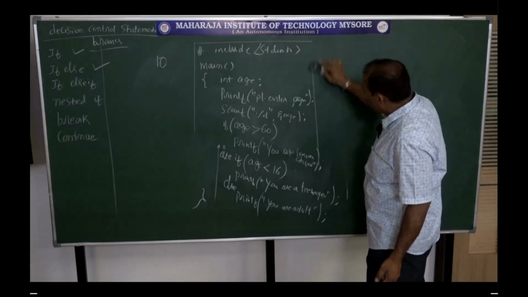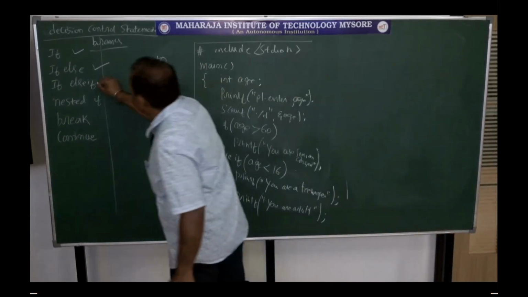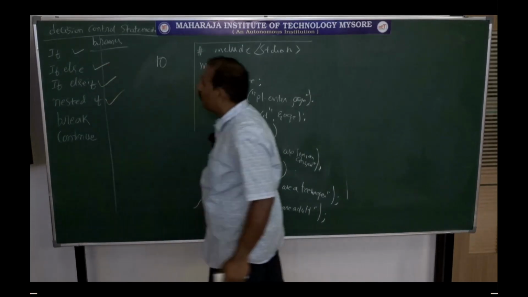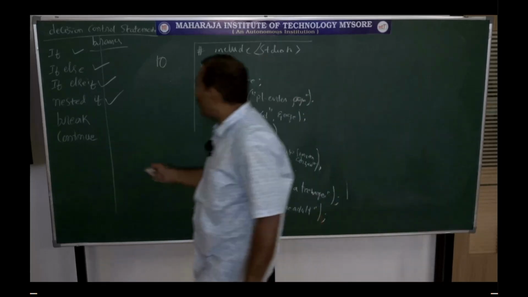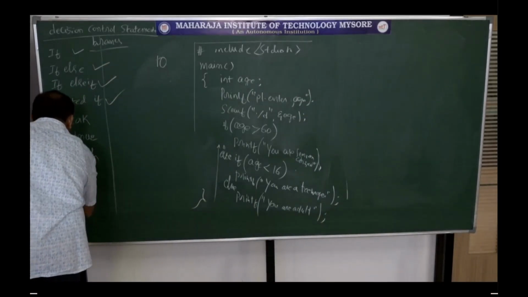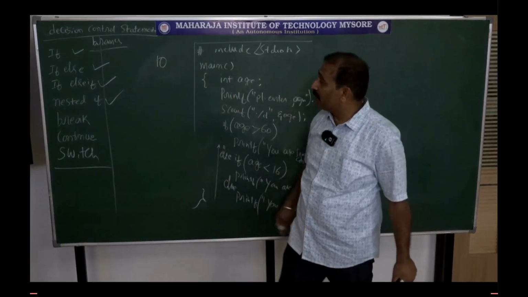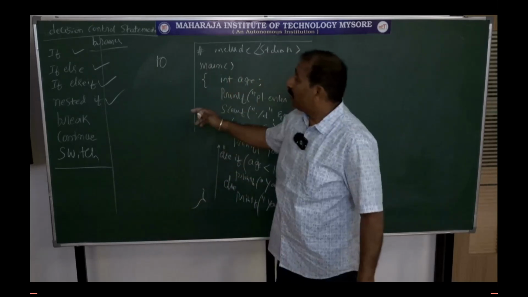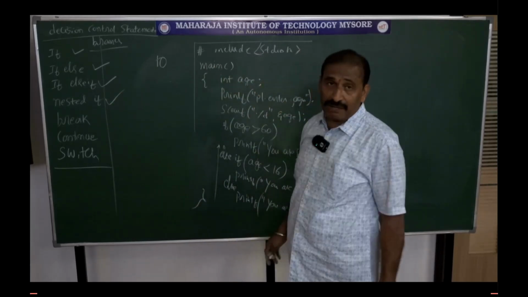There is one more kind of if. We have seen this also. Now we will see this nested if. There is one more thing you will be studying along with this. This is called a switch. This is also coming under decision control statements only. We will see that also, switch. That is related to if only. We will see that. Nested if.